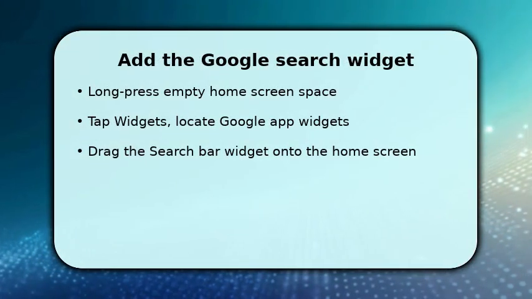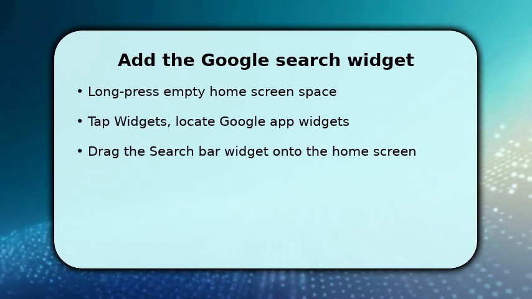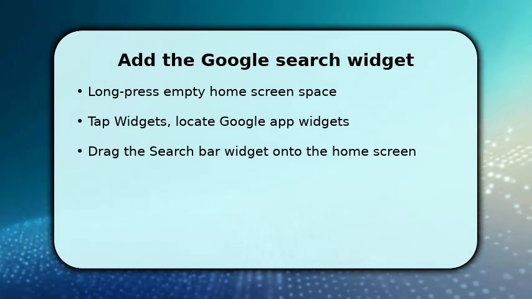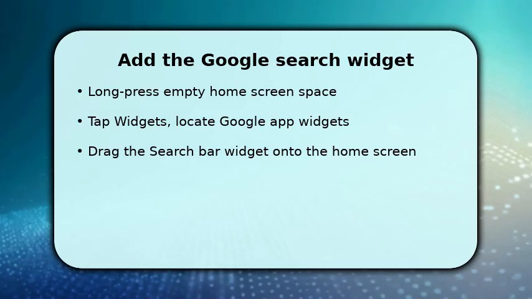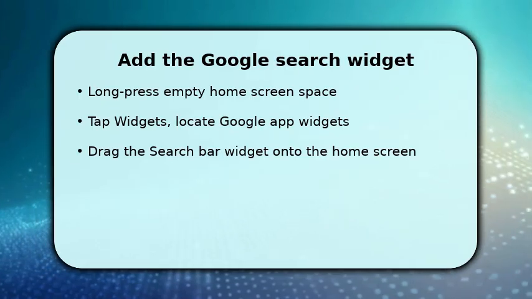Now add the widget. Long press an empty area on your home screen to open the customization menu. Tap widgets, then scroll to Google or Google Search. You'll see different sizes like compact and wide.